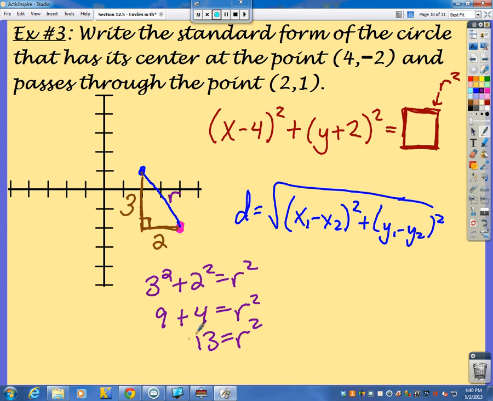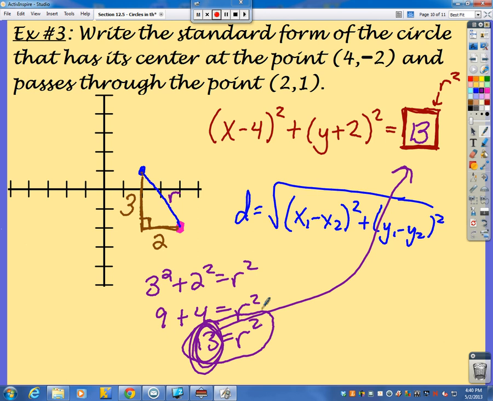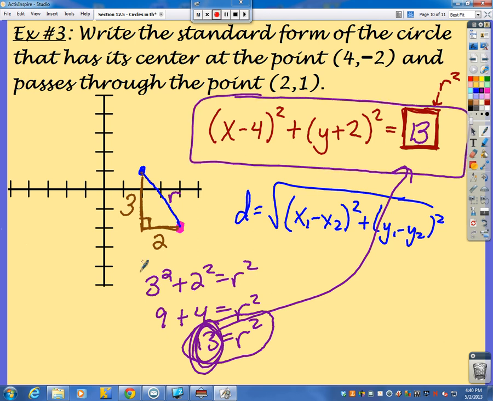Now you might think, let's take the square root of that so that we can get r. But if we're going to write the equation of the circle in standard form, we need to write what r squared is. So it's kind of silly to take the square root of both sides when later we're just going to square it. So 13 is the number we're going to want to pop in right here. And then there is the equation of our circle in standard form.